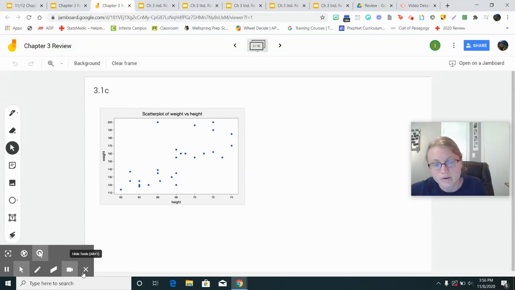Okay, let's look at describing a scatter plot. So we have an example here, and there are four things that we want to use to describe a scatter plot. So direction, form, strength, and unusual features, or we can think of that like outliers.